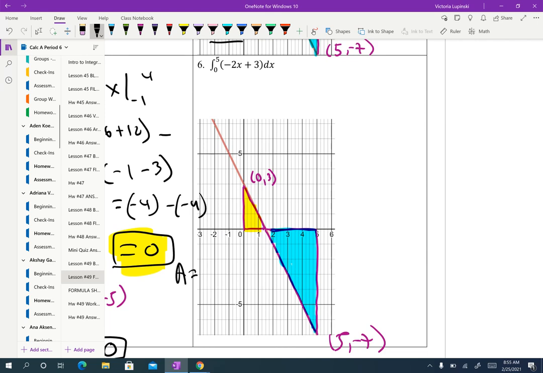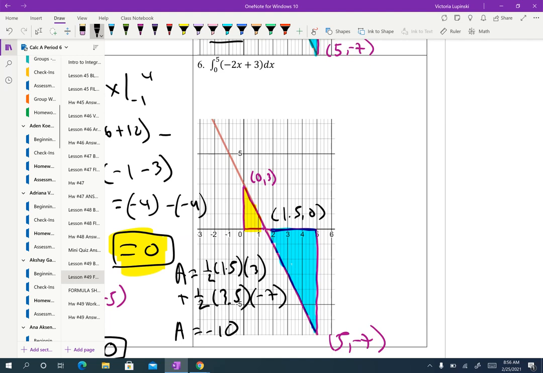So in terms of the area, if I go ahead and start by doing the area of the yellow, it's going to be 1/2 the base, which again, this is 1.5 comma 0, is 1.5 times the height, which is 3, plus 1/2. The base of that triangle is 3.5, so the distance from 1.5 to 5. And then the height, because it's going in the negative direction, would be -7. If you go ahead and combine those two things, you're going to get an answer of -10.